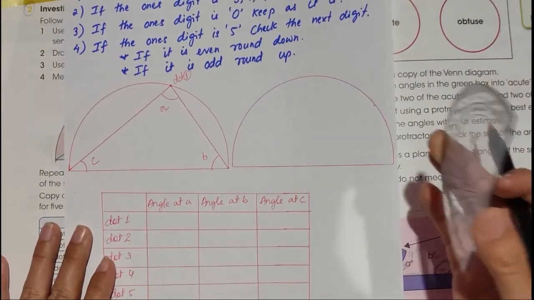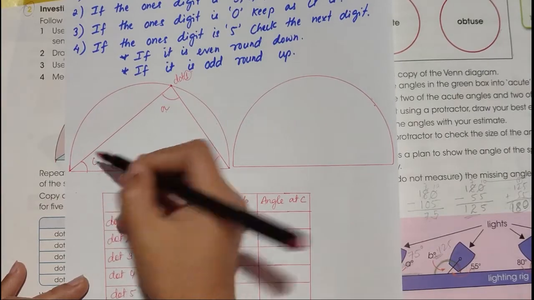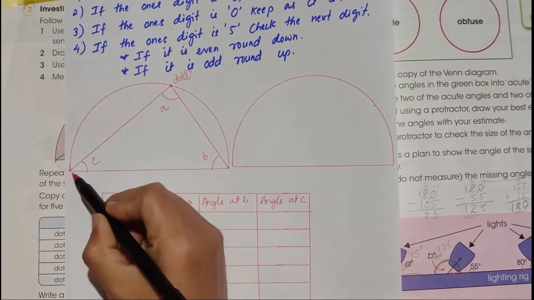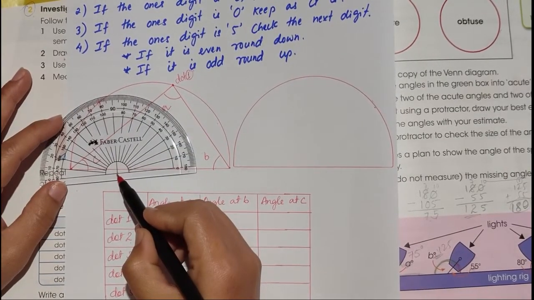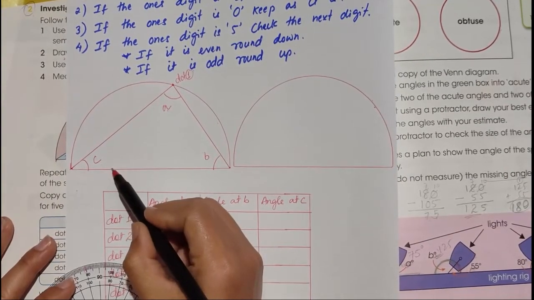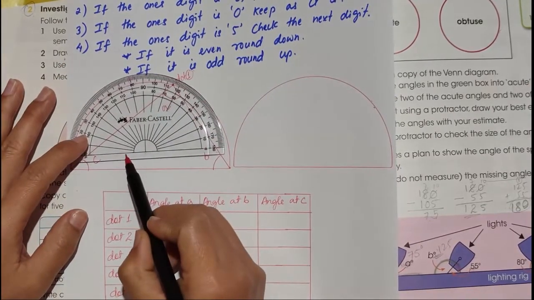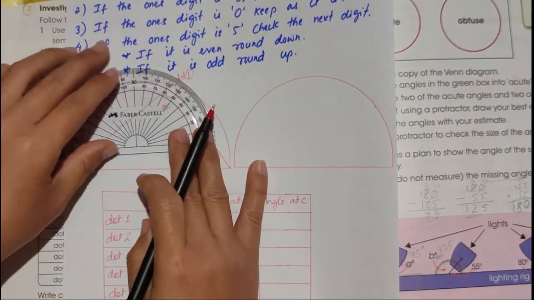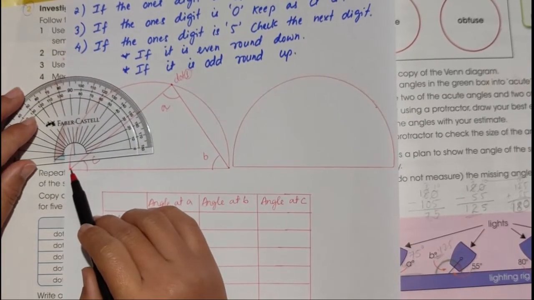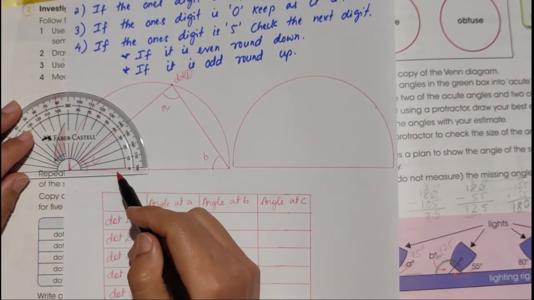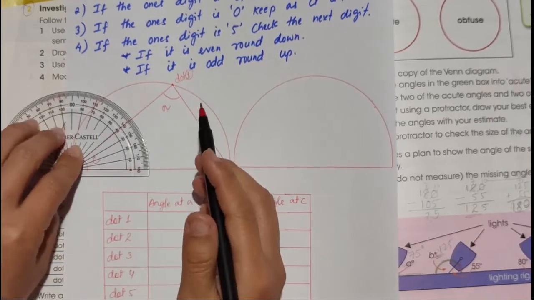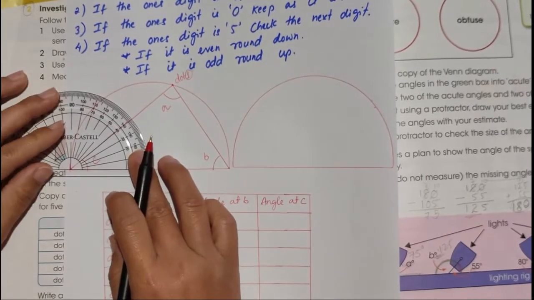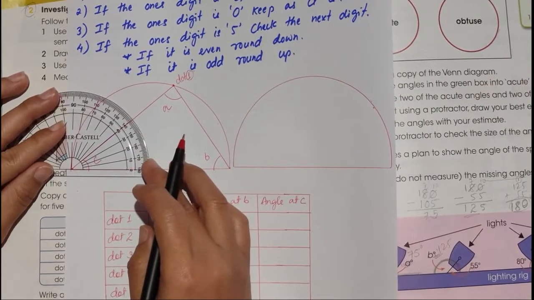Here's how to measure the angle. Let's find out what C is. This line and this line meet here at this point, right? So this meeting point should be on the center of this protector, and I'm going to take this line and place it on this line of the protector, exactly on this black line. So measure it exactly.